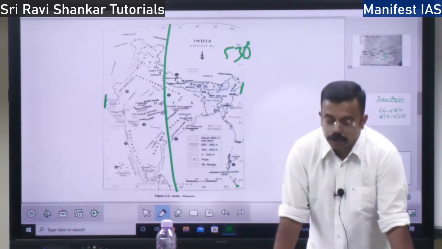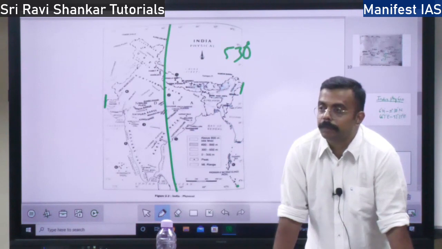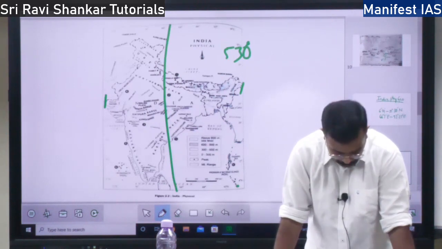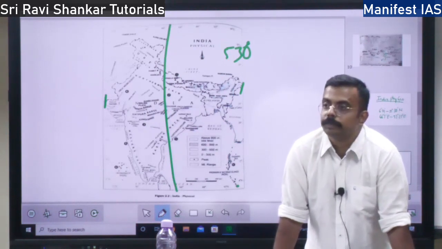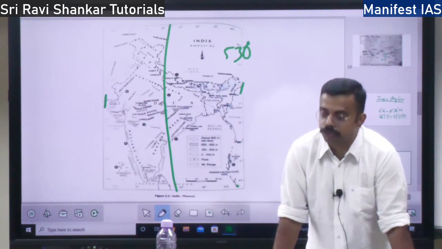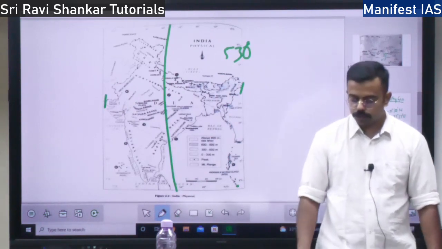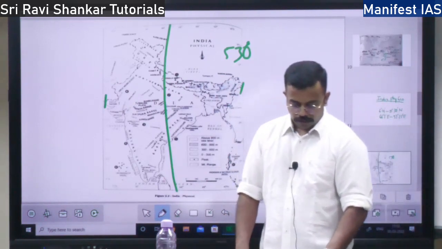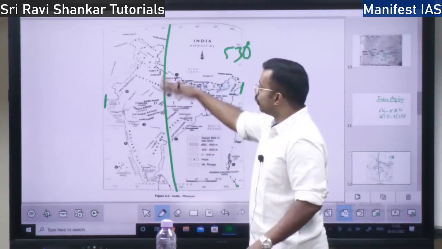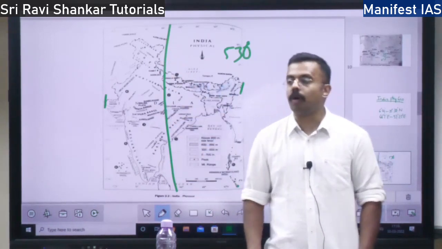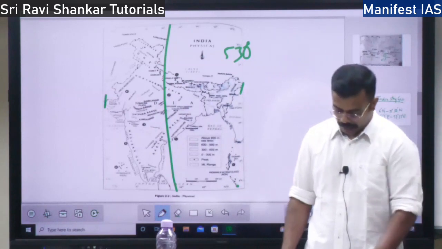What are the 8 states? Gujarat, Rajasthan, Madhya Pradesh, Chhattisgarh, Jharkhand, West Bengal, Tripura, Mizoram. 8 states totally, right? So till here it is tropical. Above this it is subtropical or warm temperate climate in India, right?